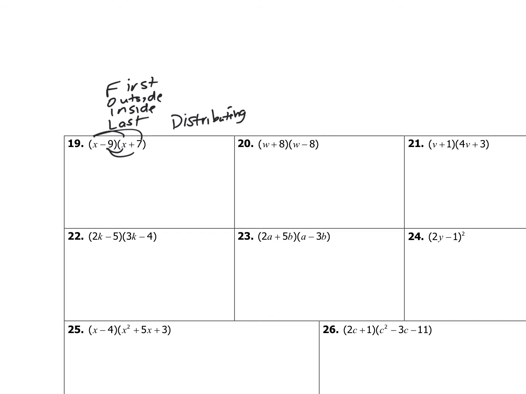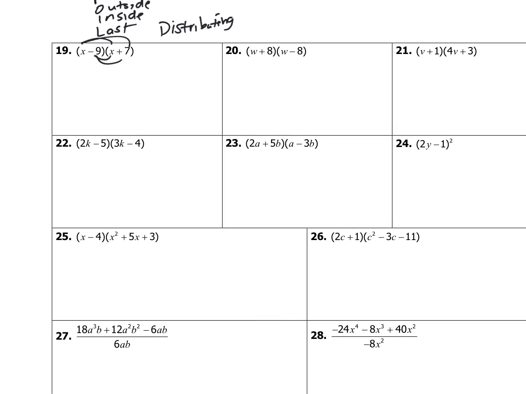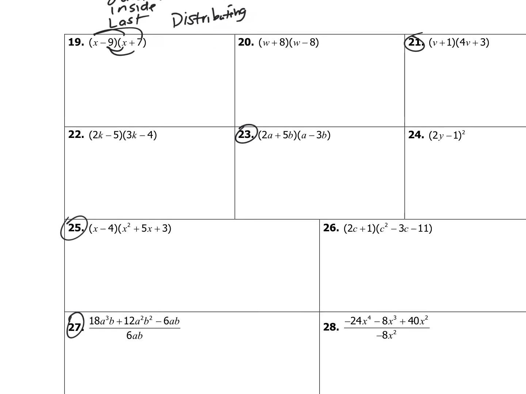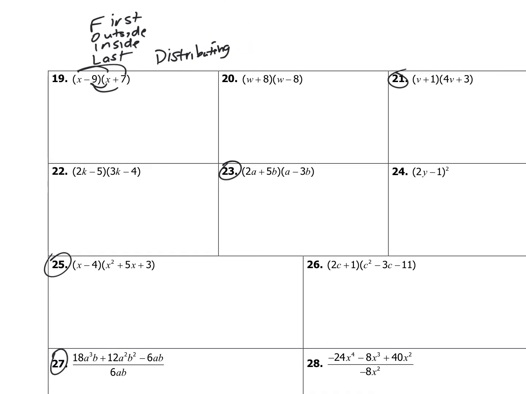So just remember parentheses, because when we get down here in 25 and 26, we don't have the option of foiling because we're multiplying by a 3 term. So just remember to distribute. All right, so I've circled the ones that I want you to do for homework in this section, 21, 23, 25, and 27.